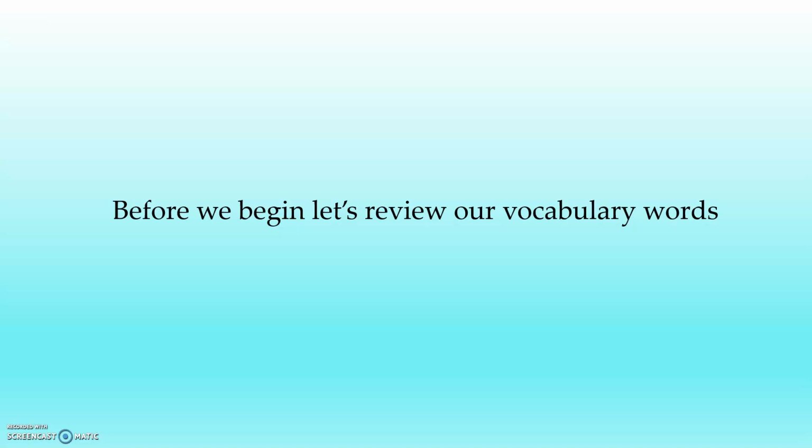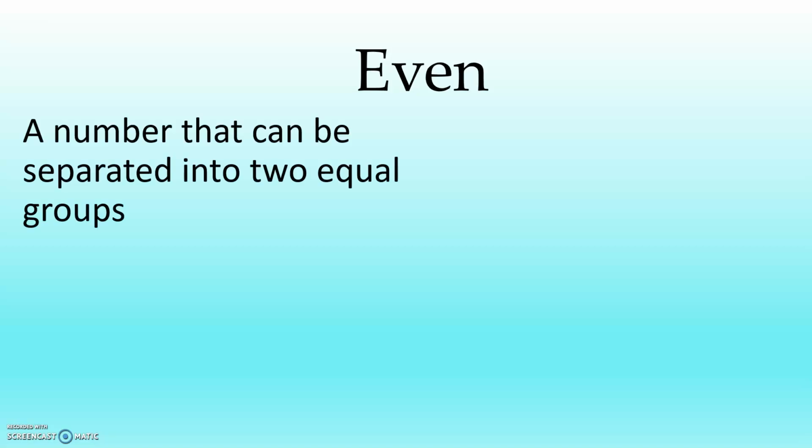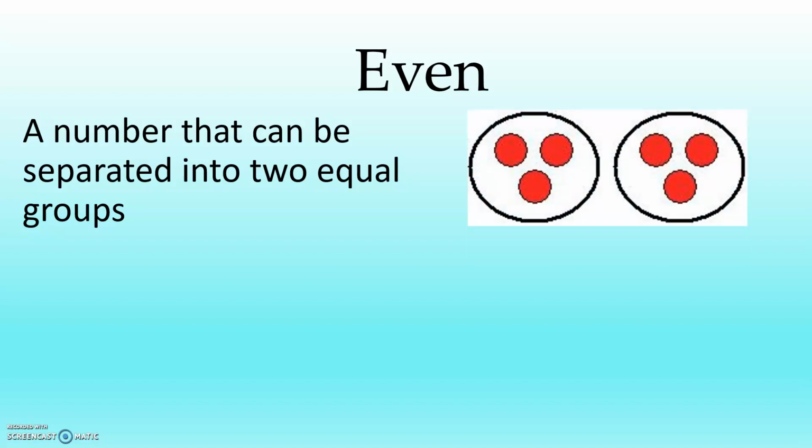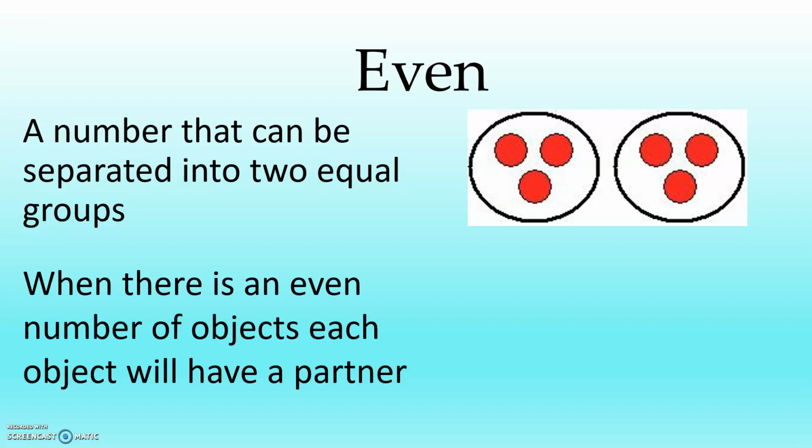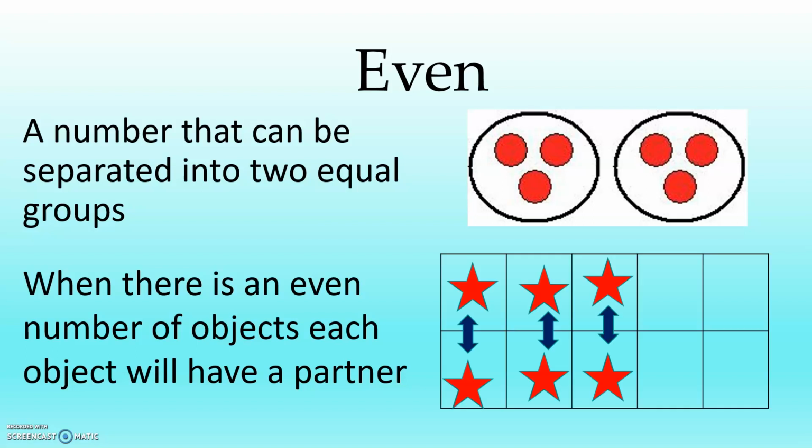Let's review our vocabulary words from yesterday. Even. We remember that a number can be separated into two equal groups, and it's even. Like this group of circles, there are two groups and each one has three, so they're two equal groups. Also, when there's an even number of objects, each object will have a partner, like these stars. This one has a partner, this one has a partner, and this one has a partner. You notice that both of these numbers are 6. 3 and 3 is 6. 2, 2, 2. They're both 6.